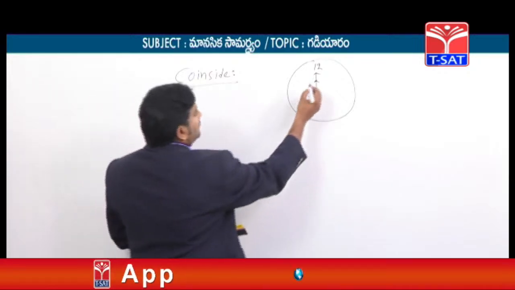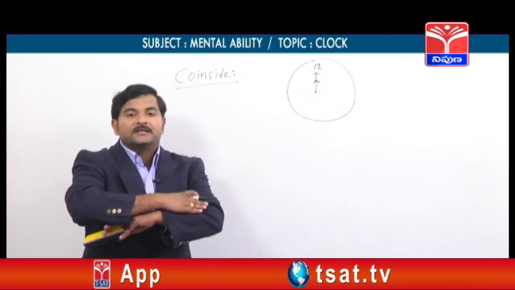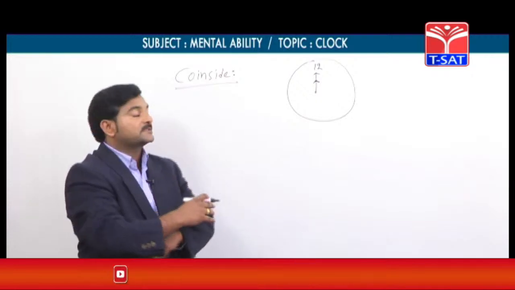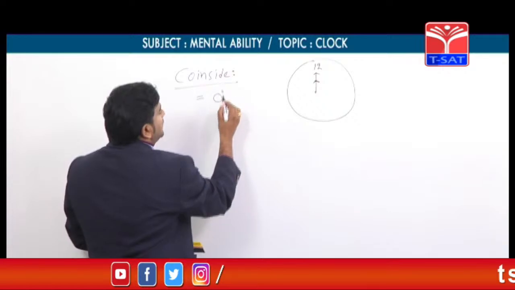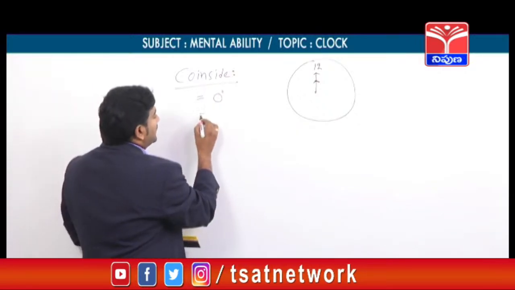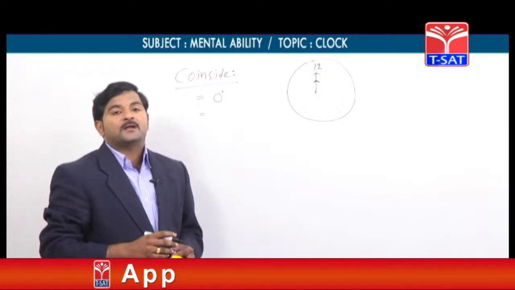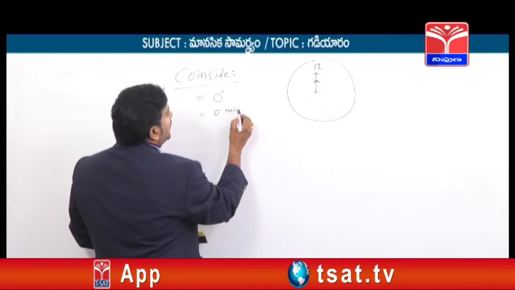By seeing this diagram we can say the hours hand and minutes hand both coincide. There is no angle between these two hands. That's why when two hands coincide, the angle between them is equal to 0 degrees. That is one point. And the second point is when two hands coincide, they are 0 minutes apart.